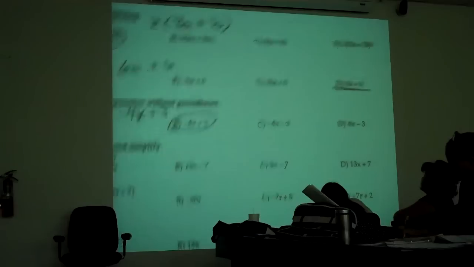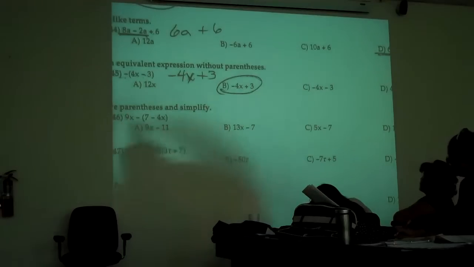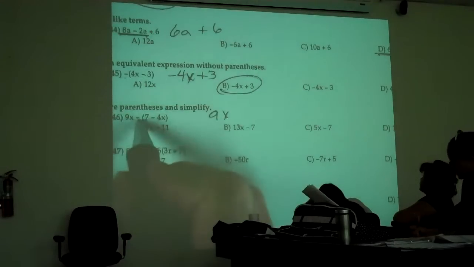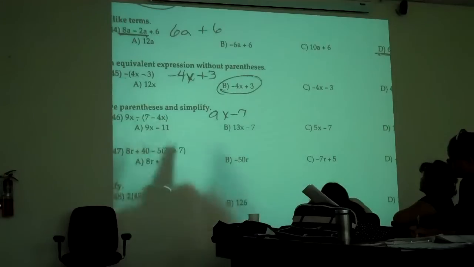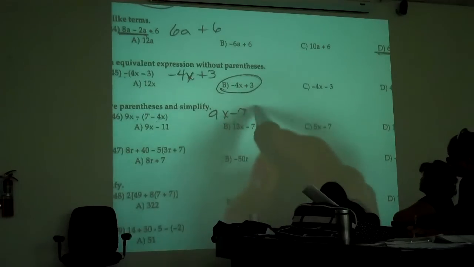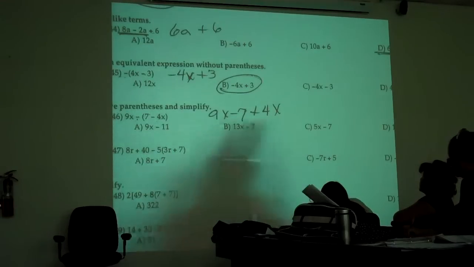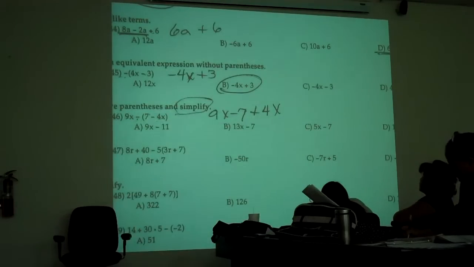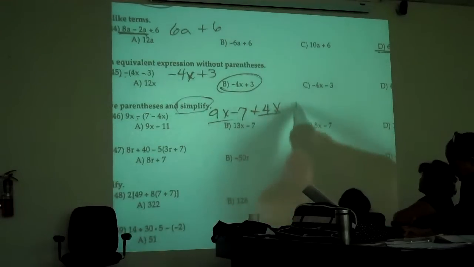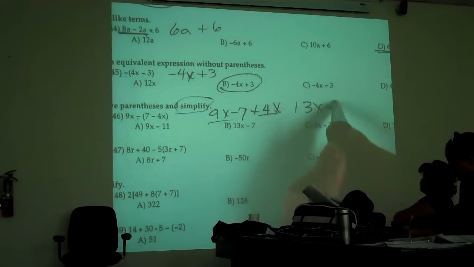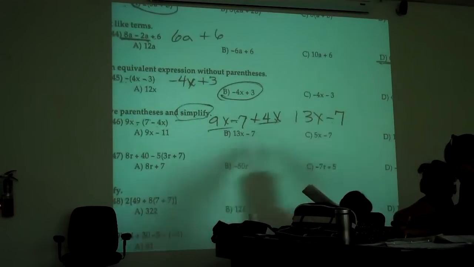Okay. Remove the parentheses and simplify. So we need to write the 9x, and then put minus 7, and then plus. Instead of minus, we need to put plus here. We just remove the parentheses, and don't forget to simplify it. 9x plus 4x is 13x, right. The minus goes with the 7. So that's B.